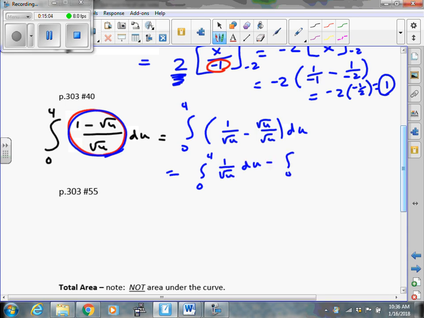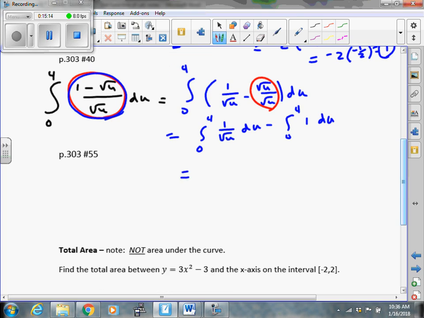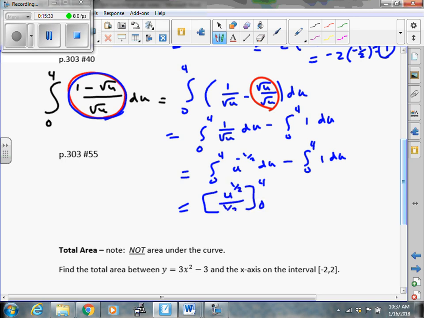Because it's subtraction, I'm going to create 2. And notice how nice this is. That's just equal to 1, so it gives me a simple antiderivative to do. Again, I don't like the way that's written. Let's make it so I can do antis on this guy. And of course, the 1 is easy. So box 0 to 4. Your anti is u to the 1/2 divided by 1/2 minus the anti here is u, 0 to 4.